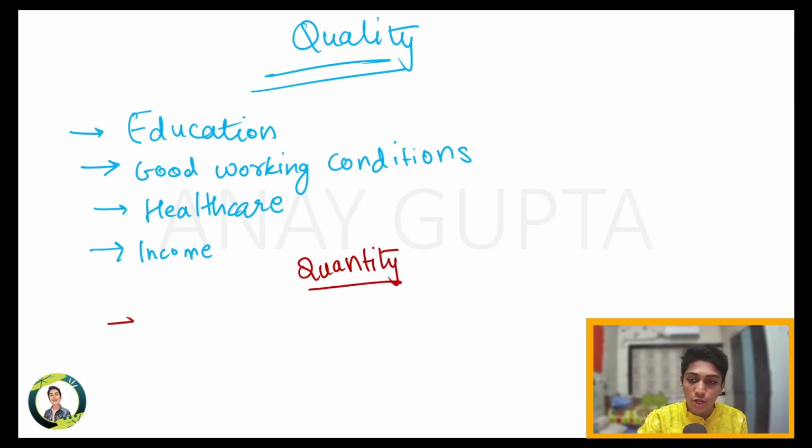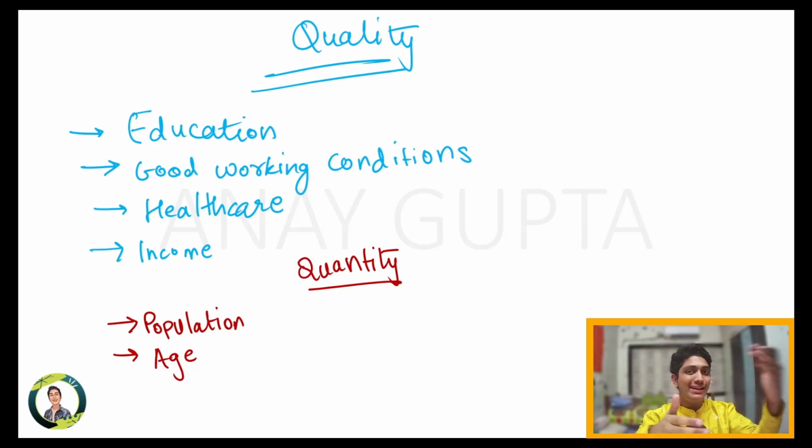And if we speak about the quantity of labor, then we can talk about the population. So how many people are actually present on the earth? We can speak about the age of the population. So are there too many old people, or are there too many kids who can't work, or are there people in the working age group.